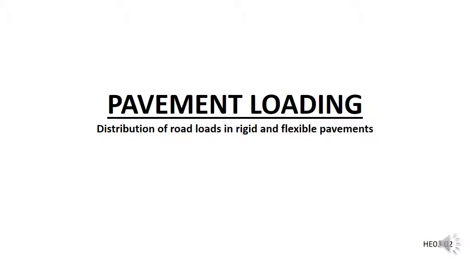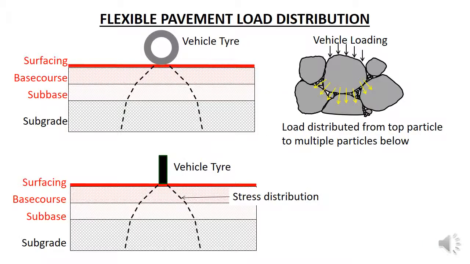In this video, we will look at how flexible and rigid pavements distribute road loadings. This slide illustrates a simplified view of the distribution of the road loadings through the pavement layers in a flexible pavement. The top illustration is the elevation which views the road from the side, while the bottom is the cross-sectional view. The dashed black lines are the extent of the load in the pavement.